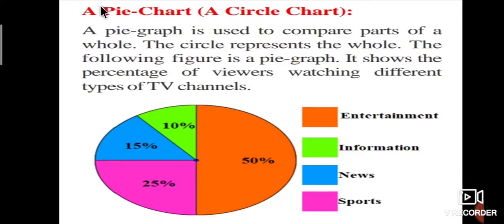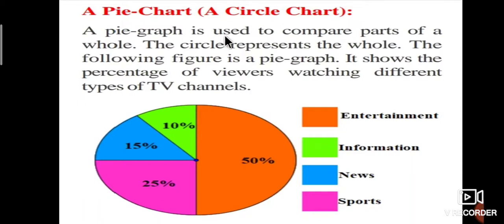Next one is a pie chart or a circle chart. What is a pie chart or circle chart? A pie graph is used to compare parts of a whole. The circle represents the whole. The following figure is a pie graph. It shows the percentage of viewers watching different types of TV channels.